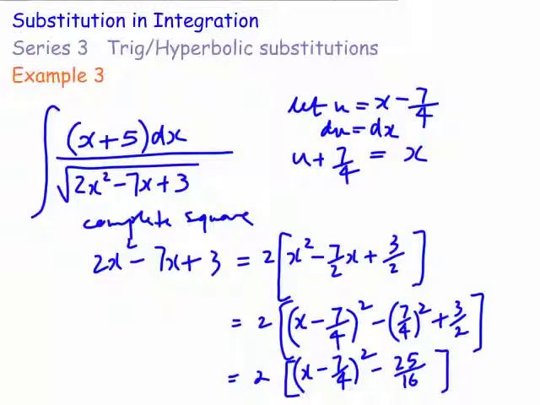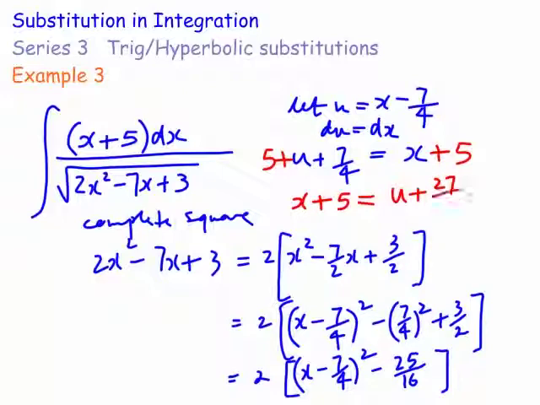So we just add 5 here, and add 5 there. So we now have an expression for x plus 5. So what's x plus 5 going to equal? u plus about 27 on 4. That's the substitution we're going to plug in for x plus 5. So let's actually do this conversion now.